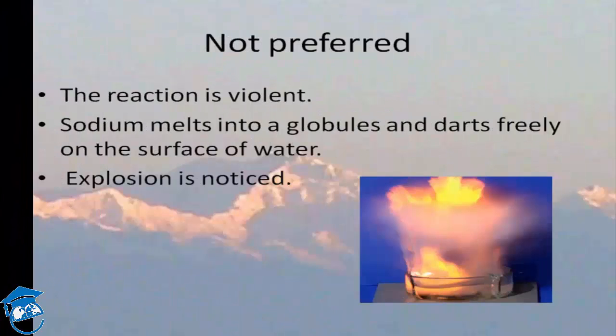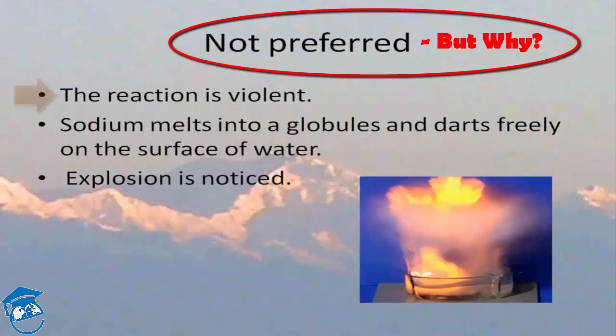Why? The first reason is that the reaction is very violent, but less than in the case of potassium. Secondly, sodium melts into globules and darts about freely on the surface of water. Therefore, the collection of hydrogen becomes very difficult. And third, in this reaction, it gives a big explosion. So friends, please don't try it at home, or try it only in the presence of your professor or teacher.